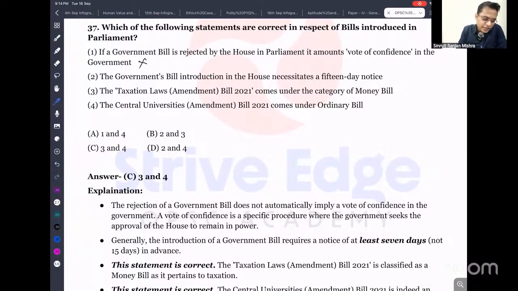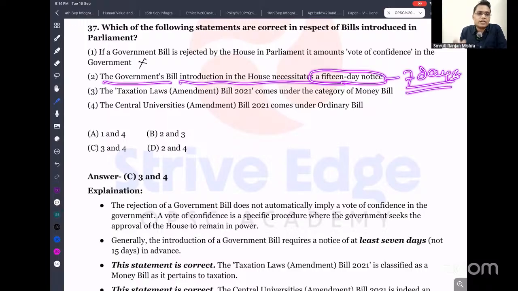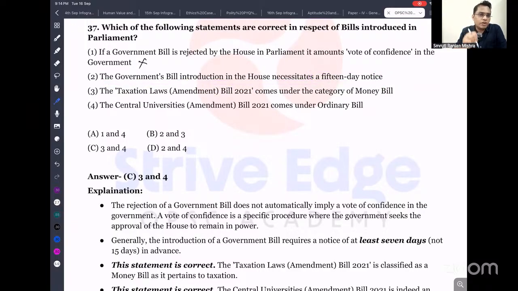Next is the second statement. A government bill introduced in the House necessitates 15 days' notice. No, it is 7 days' notice. So if the government wants to introduce a bill in Parliament, it needs 7 days' notice. In the case of a private member, we need 1 month's notice. But in the case of the government, we need 1 week.